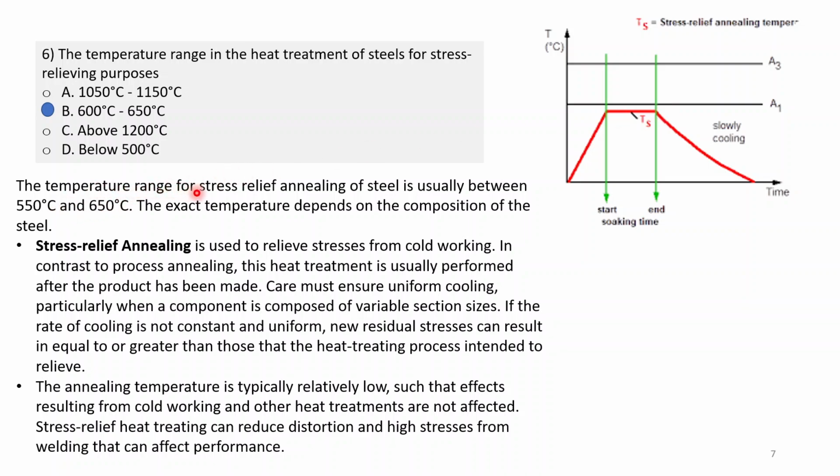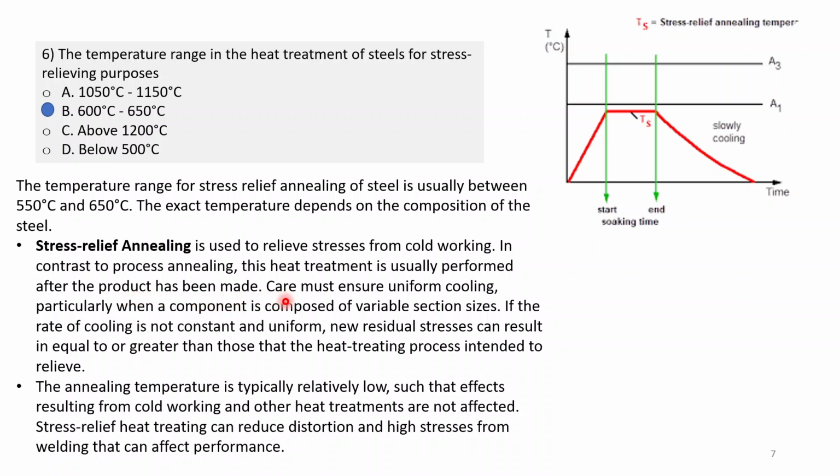The temperature range for stress relief annealing of steel is usually between 550 degrees Celsius and 650 degrees Celsius, and the exact temperature depends on the composition of the steel. Stress relief annealing is used to relieve stresses from cold working. In contrast to process annealing, this heat treatment is usually performed after the product has been made.